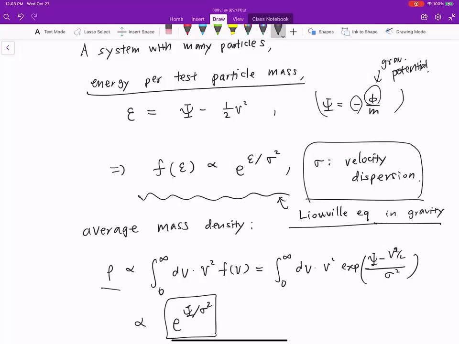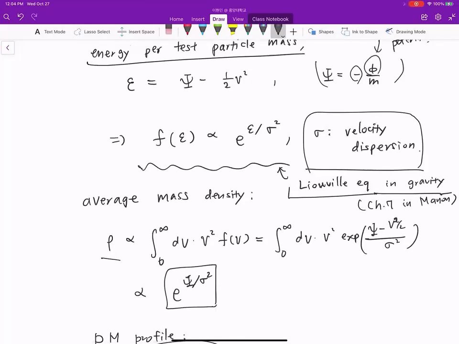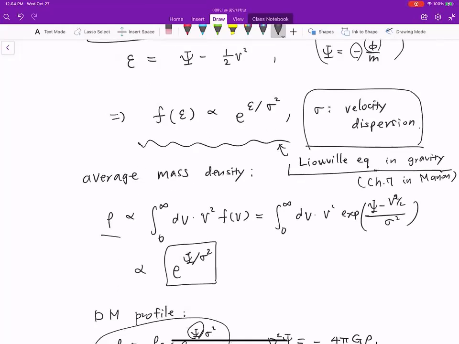I think the Liouville equation applies in the presence of any type of forces. In particular, for gravitational force, you can still apply the Liouville theorem. I think you can refer to chapter 7 in Marion. You can find this. Then you can see this is what it is. So there's no doubt on the energy dependence.